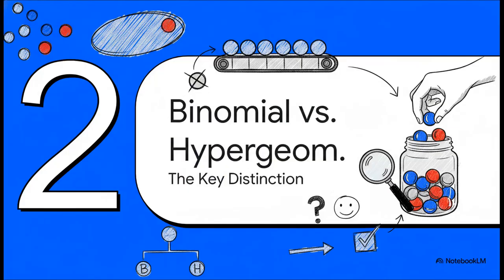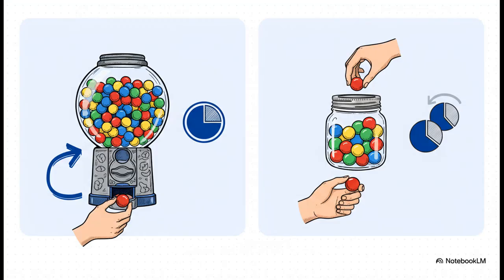Now, this brings us to a super common point of confusion. A lot of people just default to using the binomial distribution, but for the kind of small batch problems we care about, that can be a huge mistake. So let's make this distinction crystal clear. This slide lays it all out, side by side. It's like two different universes.